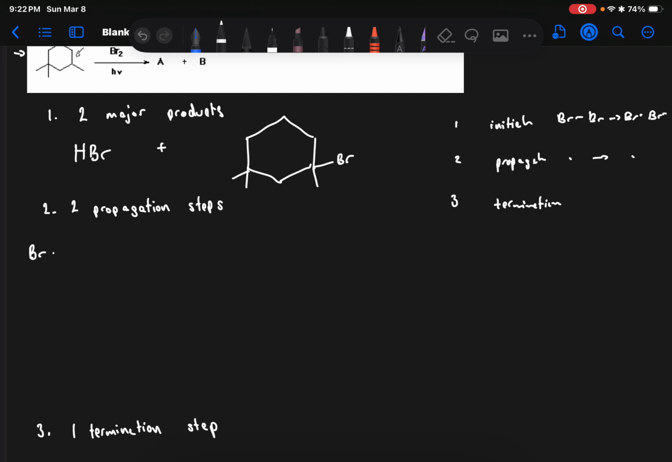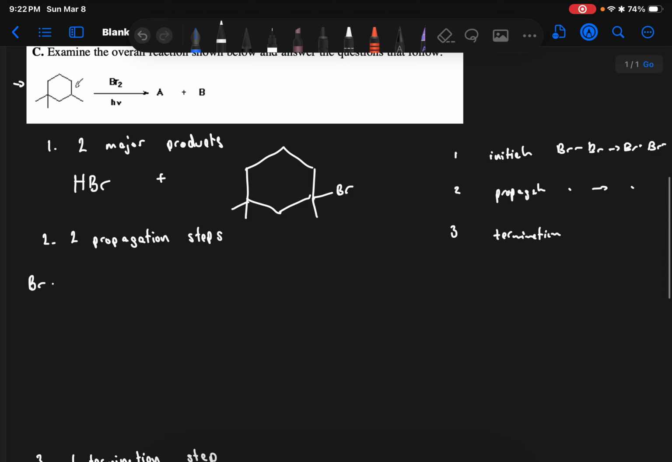But anyways, we have a Br radical, and then we have this entire structure right here. And we got a cyclohexane. I actually hate drawing these. This is so ugly. So we have this structure just brought down right here.